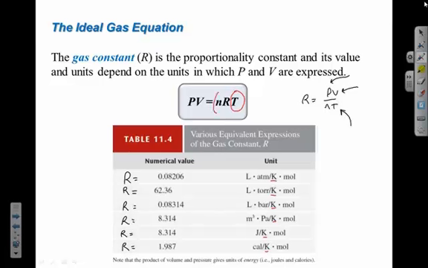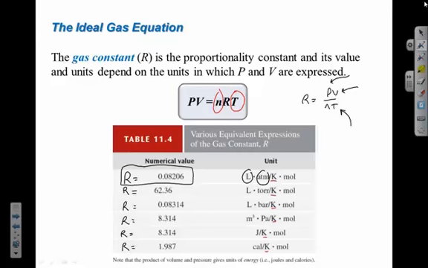N represents the number of moles, so we'll need to know how many moles of the substance we have if we're going to plug that in. And then the value for R will depend on what units we use for pressure and volume. Most commonly, pressure will be in atmospheres and volume will be in liters, and that's pretty much the value for R that we're going to be using.